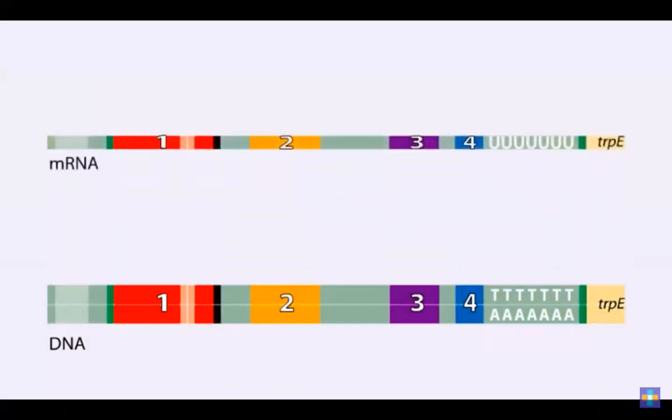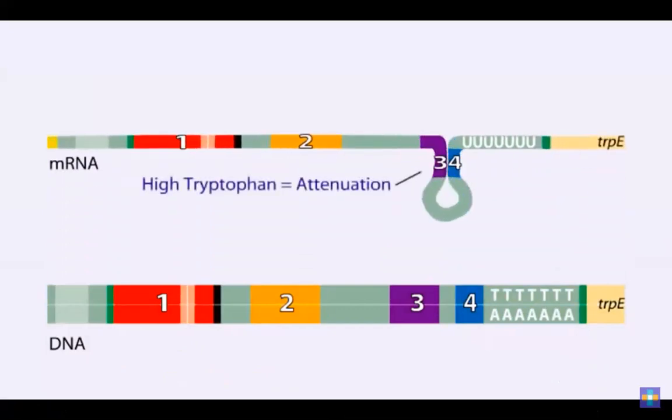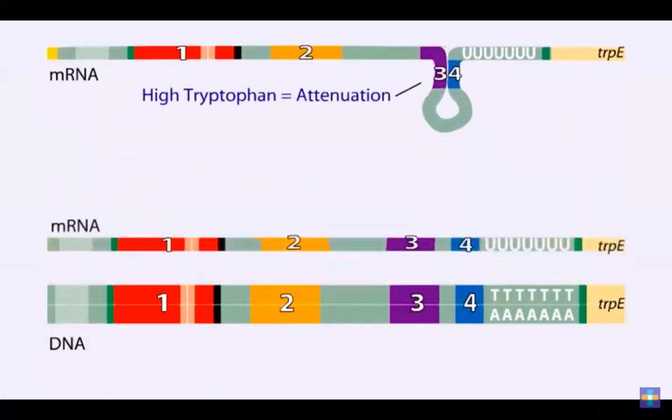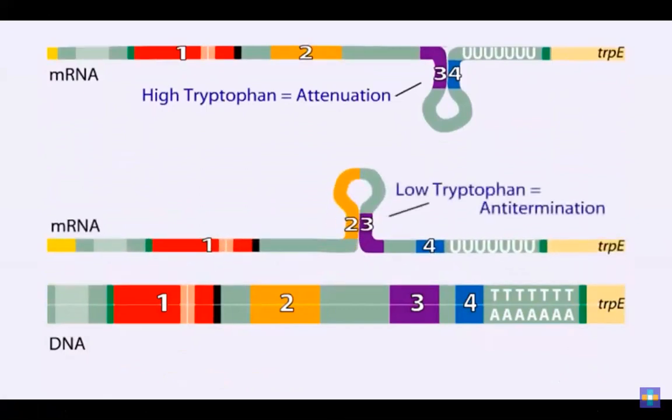When tryptophan levels are high, region 3 pairs with region 4. This structure terminates or attenuates transcription. When tryptophan levels are low, region 2 pairs with region 3. This structure does not terminate transcription. Let's examine how these alternate structures arise.